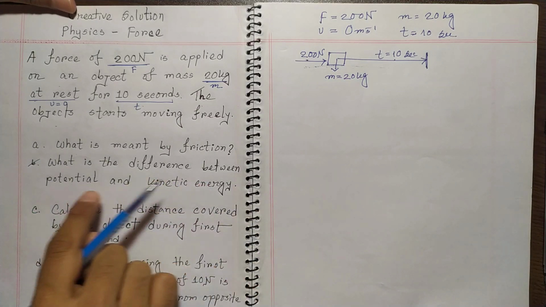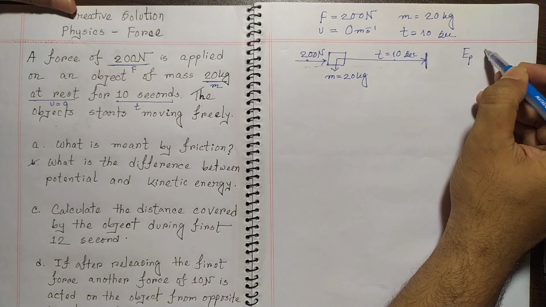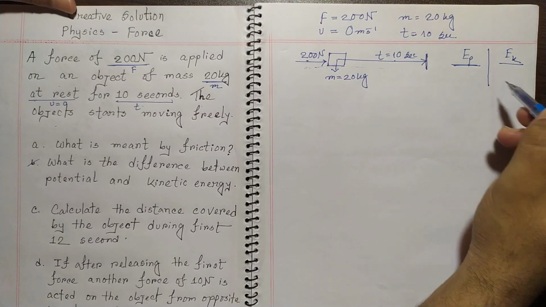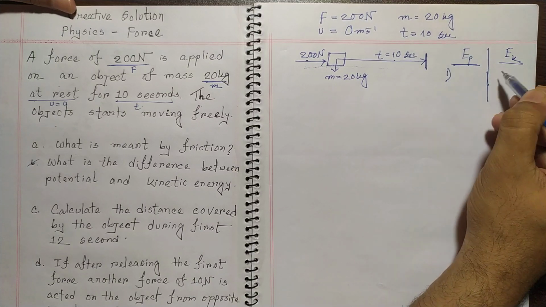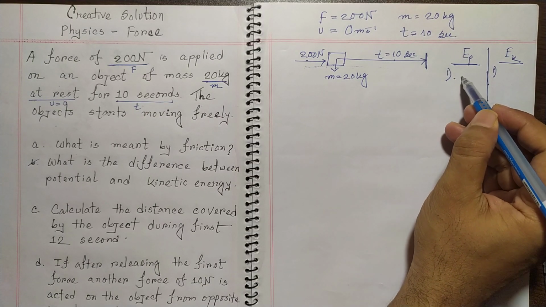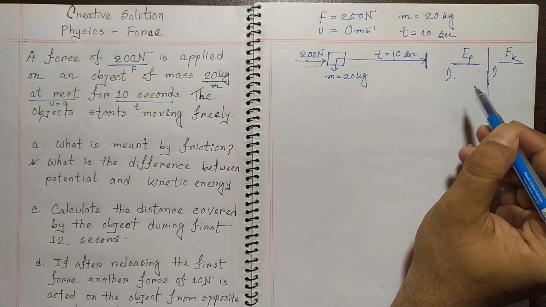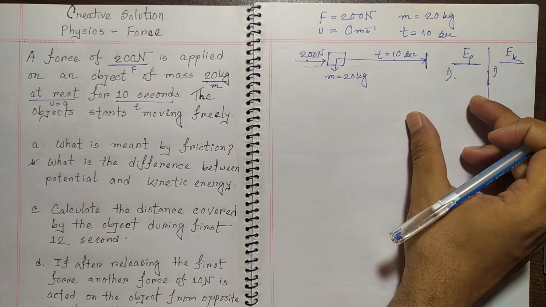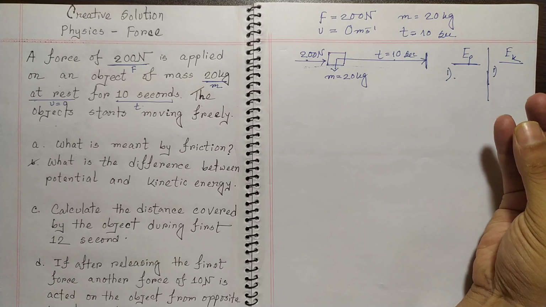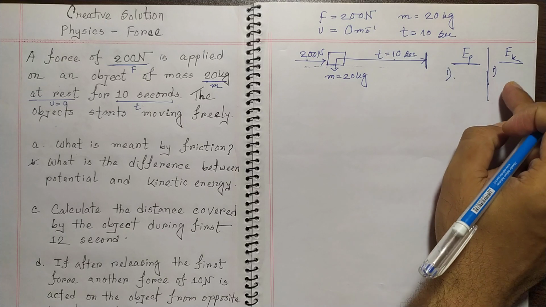B: what are the differences between potential and kinetic energy? Think about EP, the potential energy, and EK, the kinetic energy. What are the differences? First difference is the definition. The ability of a body to do work when its normal position or configuration is changed to another position or configuration is called the potential energy. And the kinetic energy is the capacity of doing work acquired by a moving body due to its motion.